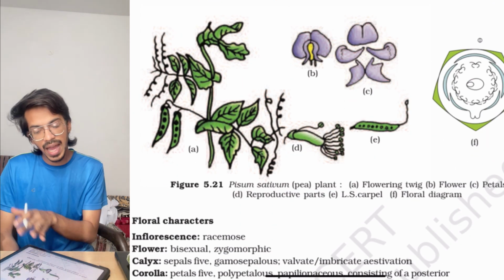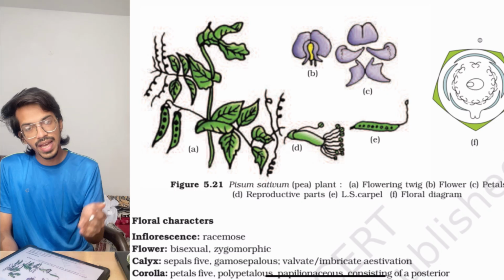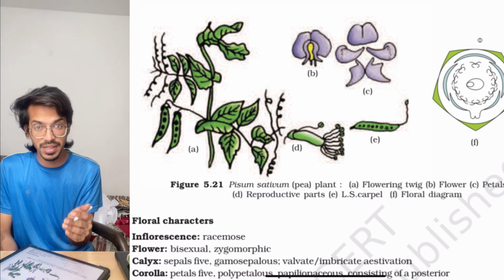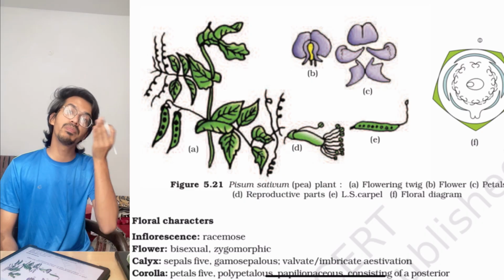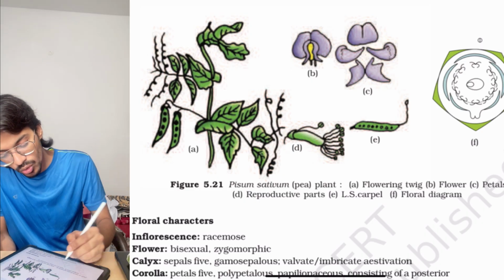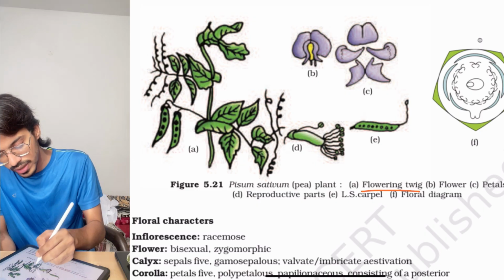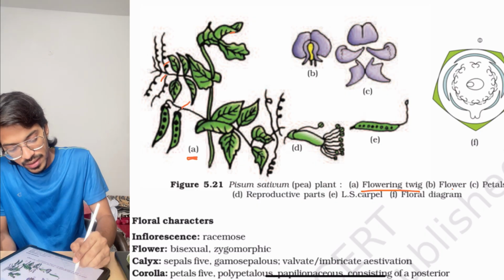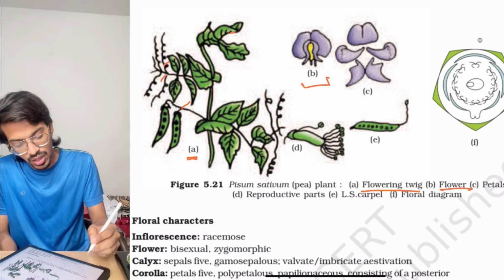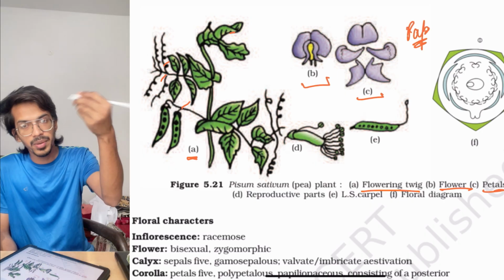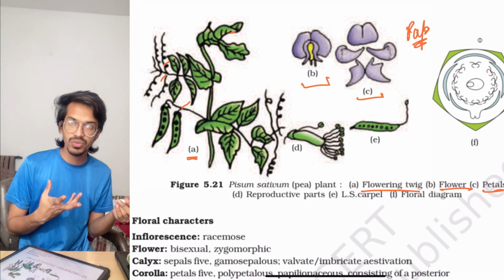Now certain diagrams have been given to you. They have shown the pea plant as an example. This becomes an important one, a little bit, because Mendel's experiment was also on pea. They have shown the flowering twig. Then they have shown the flower, and this is how the flower looks, with petals. This is the Papilionaceae type, which means papilionaceous aestivation will be there.